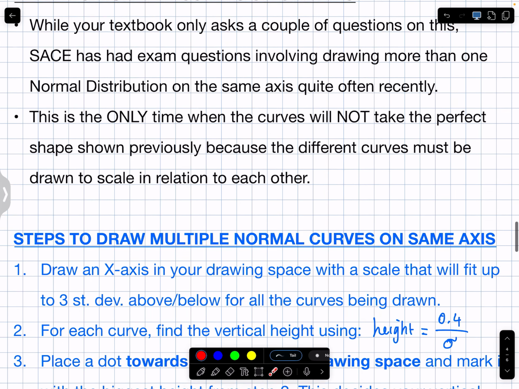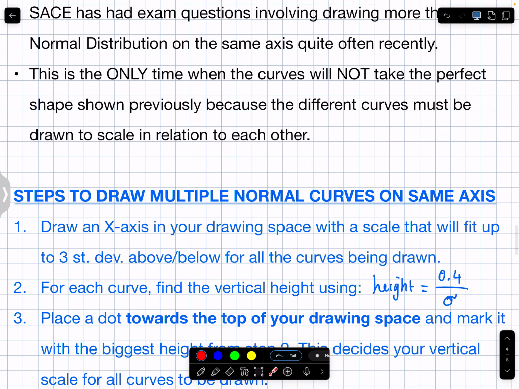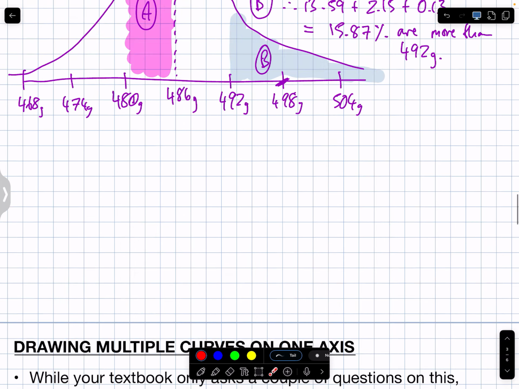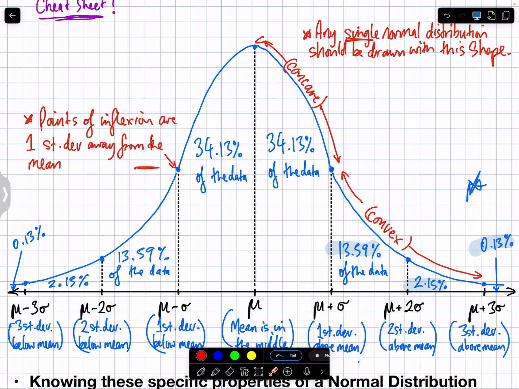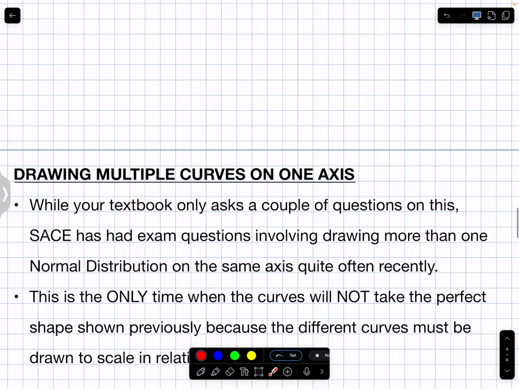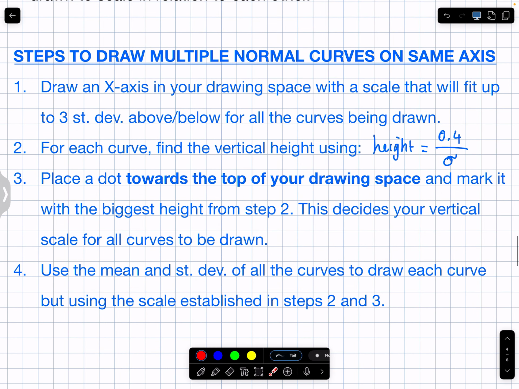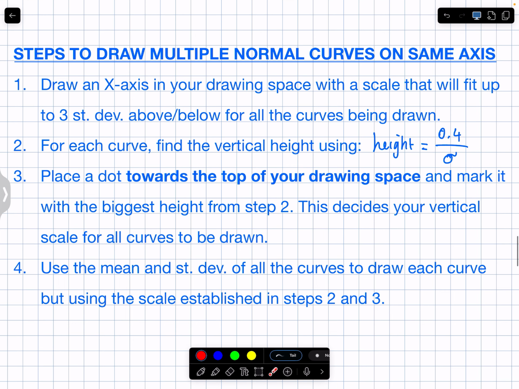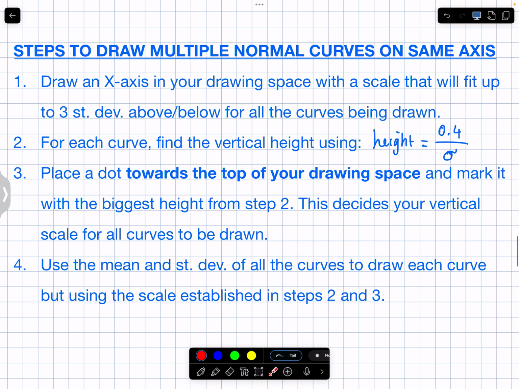But if your question asks you to draw multiple curves on one axis, you have to run these steps. The reason why is this. In methods, you would have been told the area under the curve is 1, and you can use that to decide how tall everything is. But I prefer to have a bunch of steps that just tells you how tall everything should go, so there's no faffing around. I had to develop this, and it works all the time. So these are my steps for how you draw multiple normal curves on one axis.